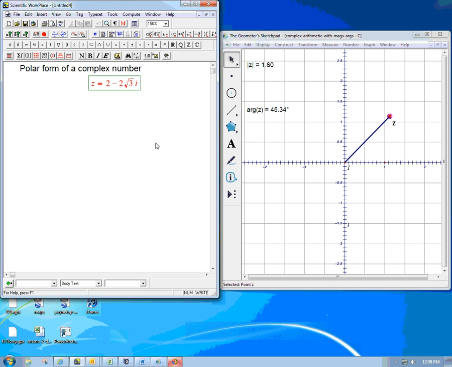A couple of quick examples of the polar form of a complex number. This is really converting rectangular to polar, but the notation is a little different, and it's always good to get practice with that. So suppose we have the complex number 2 minus 2 root 3 i.